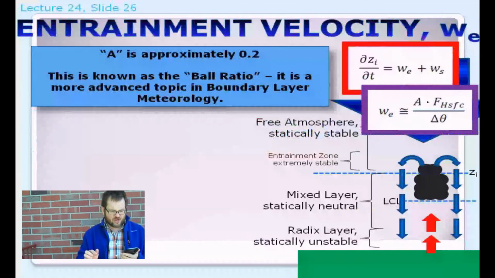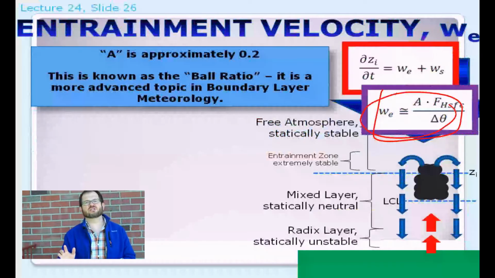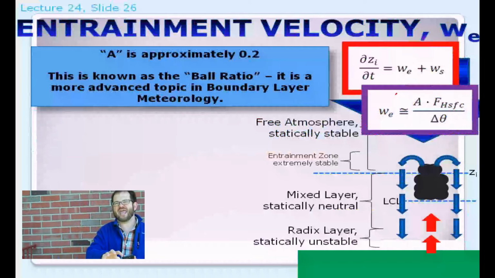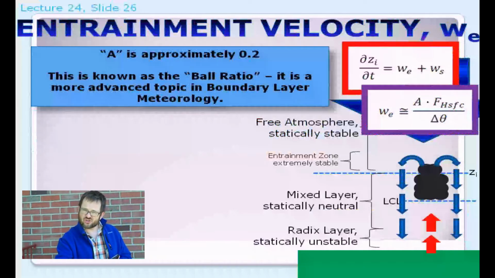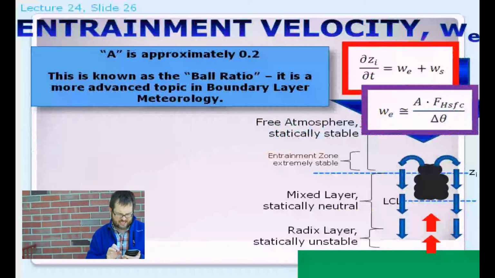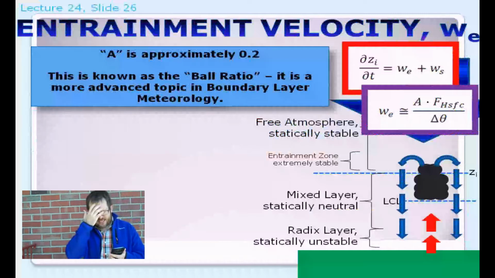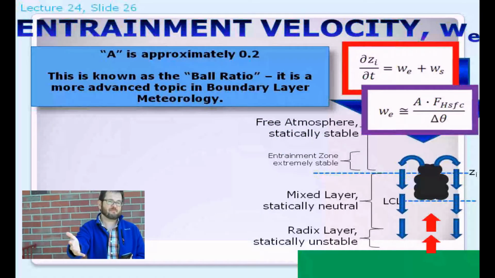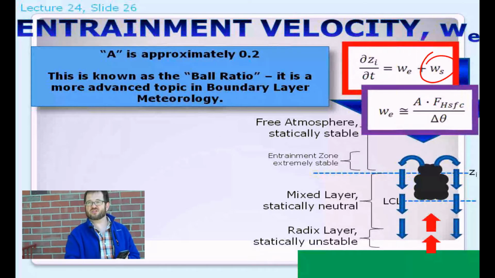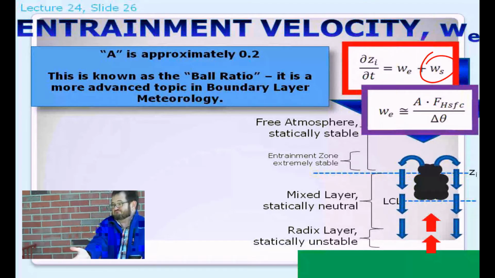All right, well, I got this equation from the Stull textbook here, where WE is approximately equal to A times FH at the surface, all divided by delta theta. This is an equation that describes the entrainment velocity. The synoptic scale WS, that is about the subsidence associated with the anticyclone, I can't tell you what that's going to be. That's a synoptic thing. You have to figure out things about the strength of this anticyclone. That's not a boundary layer thing.